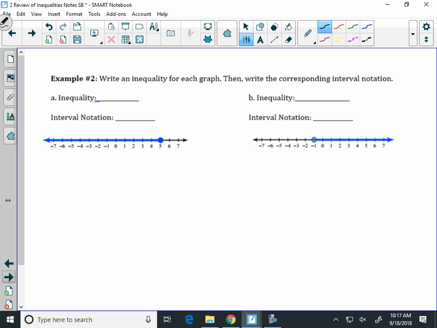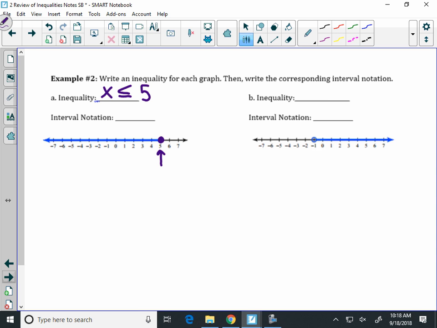All right, next example here. Now we're given a number line. We need to write the inequality and our interval notation. So to write the inequality, always put the x first, and then we have a closed dot at 5. The arrow is going to the left, which means we are shading in all the stuff that is less than 5. And since we have a closed dot, it's less than or equal to.